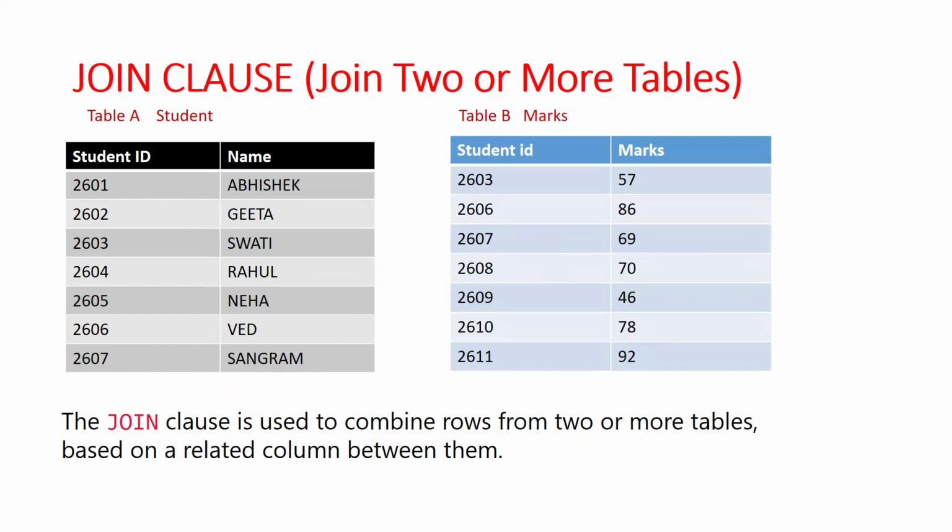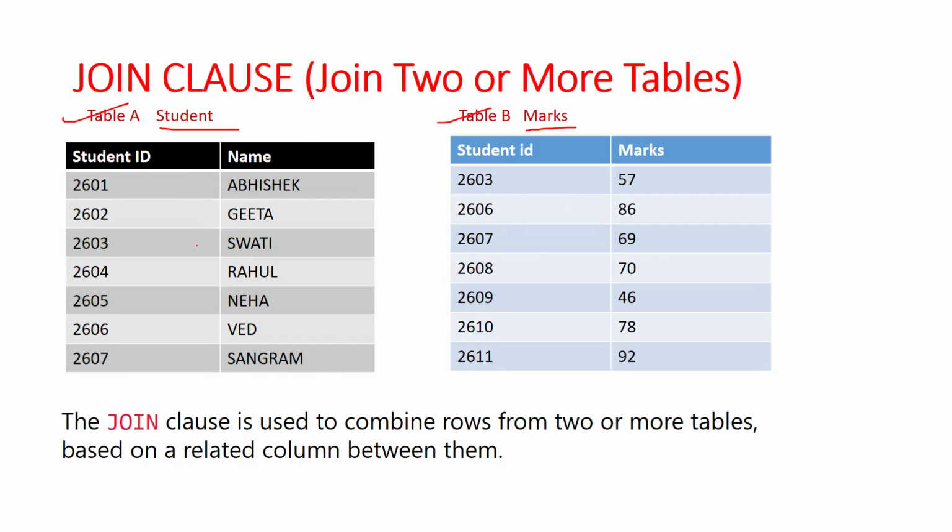So here, I'm having two tables, table A and table B. This is table A, the name of this table is student, and another table is table B, that is marks. So these are the student IDs, 2601, 2602, and so on till 7. And these are the names of the students. And here are the marks of students.